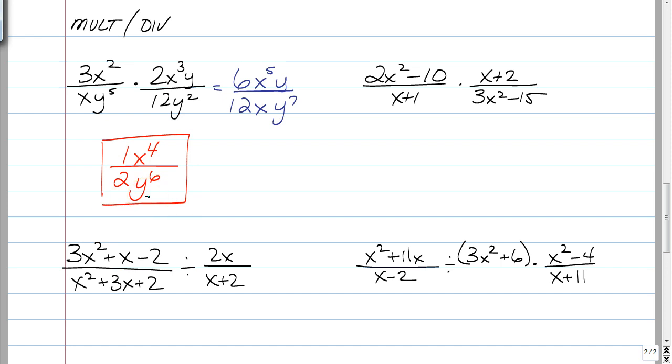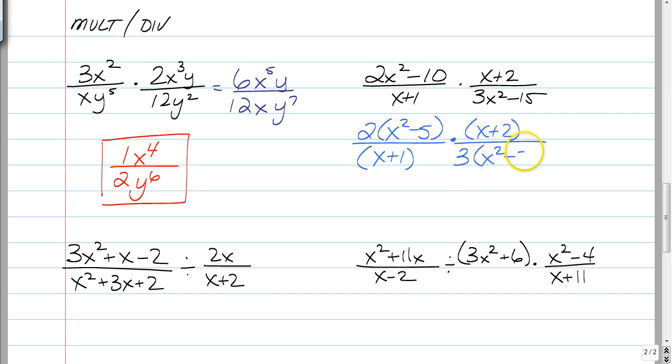Well, we're going to be doing something very, very similar, except for now we're going to have to factor, and we're going to have groups that might cancel, just like the problems that we just did. So for this next example, the first thing you still need to do is factor. So this top can factor to 2 times x squared minus 5 by factoring out a 2. Our denominator cannot be factored, so it's just x plus 1. Times, we have our x plus 2 at the top. Over, and we're going to factor out a 3 here, which is going to leave us with an x squared minus 5 in the bottom.